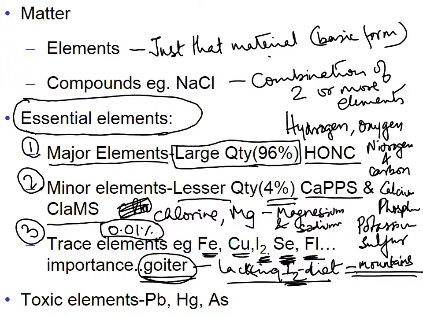Okay, then you have certain elements that are present which are toxic, which are harmful for us, and the list of them is as follows: lead, mercury, arsenic, and so on.